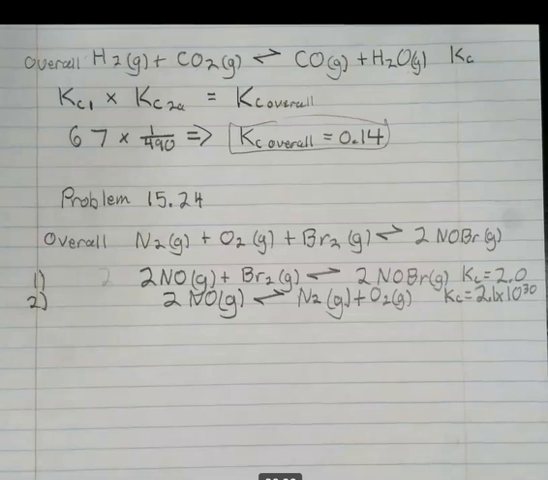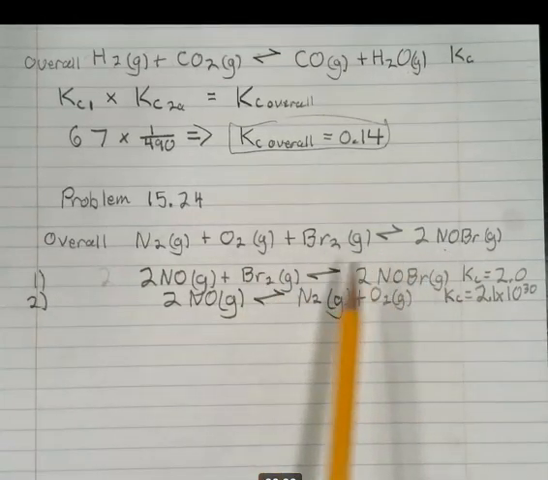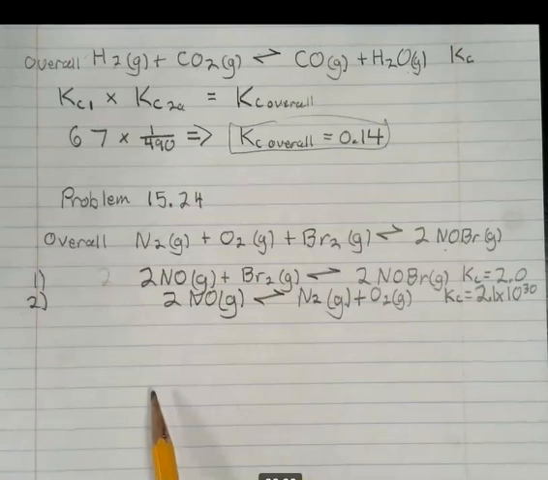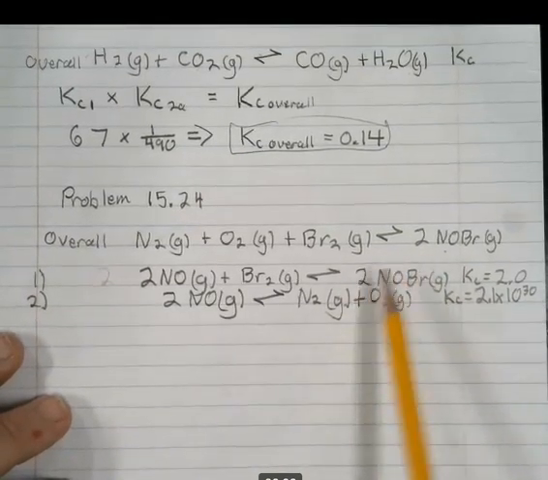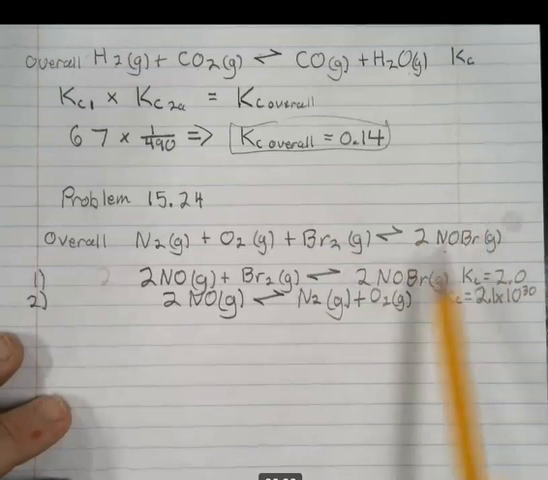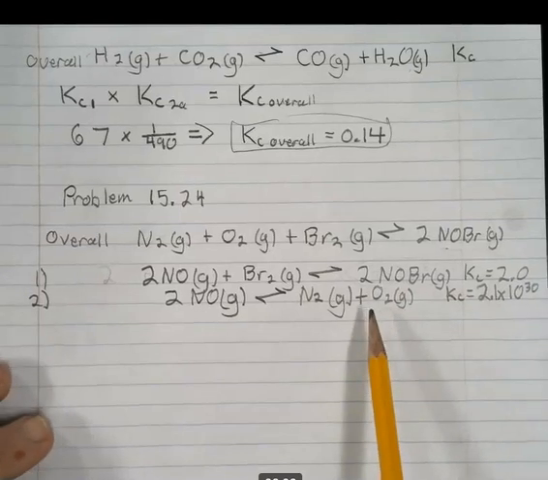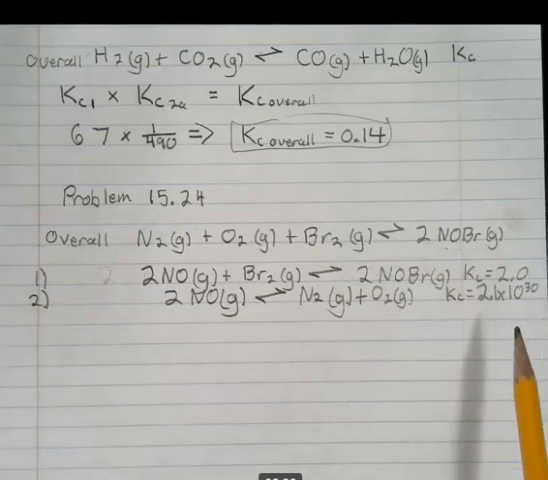Okay, now we're moving on to 15.24, very similar to the last problem. So we have an overall reaction here. We want to figure out what the equilibrium constant is from these two elementary reactions. So again, we look at how we have to arrange these to create this equation up here. If we look at equation 1, we see 2 NOBr here, and we see it in the overall equation. It's on the right side of both. So we don't want to change equation 1 at all. It has it in the right location and with the right coefficient.